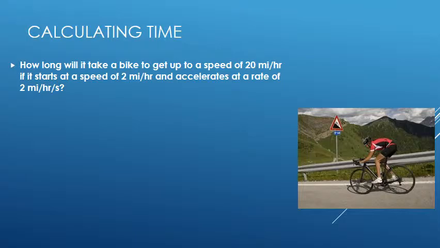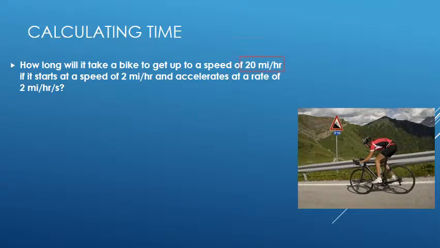This time let's calculate time. How long will it take a bike to get up to a speed of 20 miles per hour if it starts at a speed of 2 miles per hour and accelerates at a rate of 2 miles per hour per second? Remember, that means it gains 2 miles per hour of speed for every second that it goes.